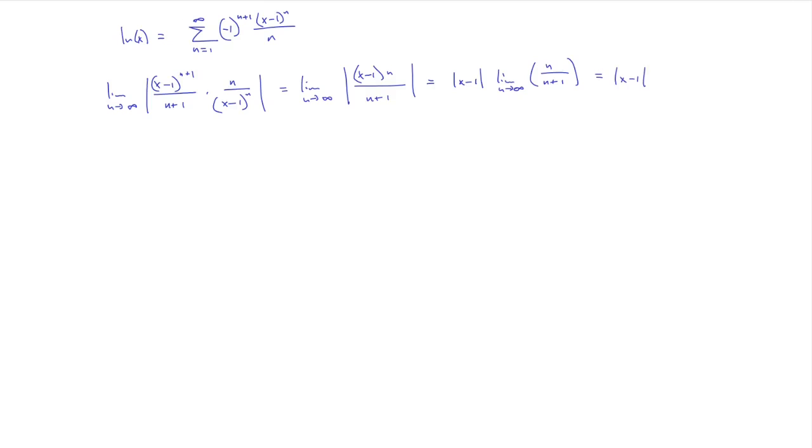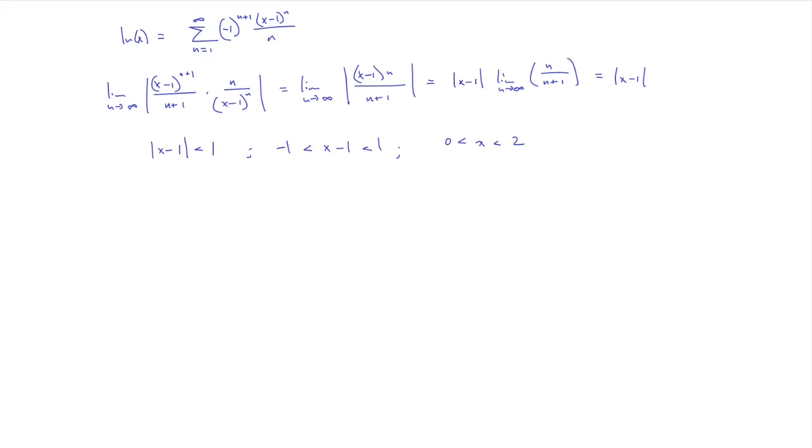And after observing that the limit as n goes to infinity of n over n plus 1 is just equal to 1, the result of this limit is just the absolute value of x minus 1. And so by the ratio test, this power series converges whenever the absolute value of x minus 1 is less than 1. And that happens whenever x minus 1 is between negative 1 and 1. Adding 1 to all sides of that inequality gives us that that happens when 0 is less than x is less than 2.